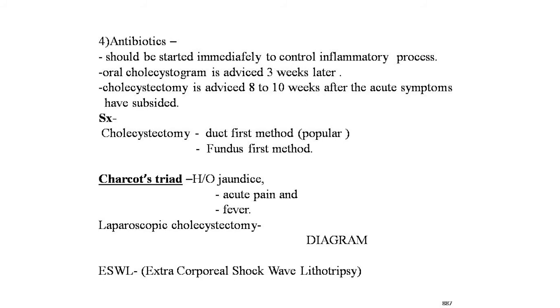Charcot triad: history of jaundice, acute pain and fever. These 3 symptoms are called the Charcot triad: jaundice, acute pain at the right upper quadrant and fever. Laparoscopic cholecystectomy is also the treatment of choice of surgeons today. And ESWL, that is extracorporeal shock wave lithotripsy, is also useful but not routinely used. This technique is used to dissolve gallbladder stones.